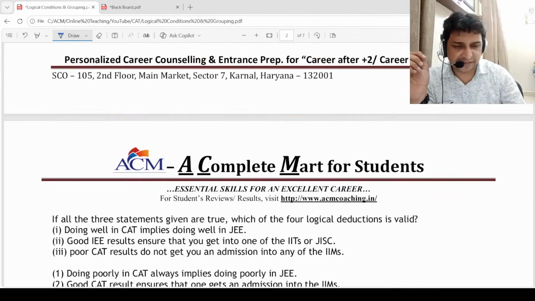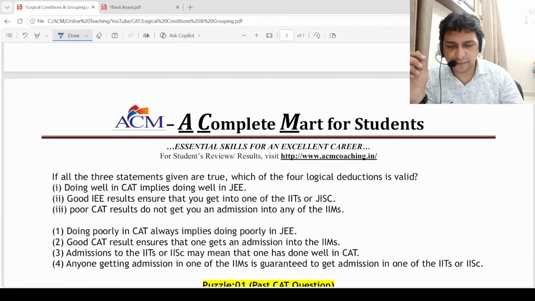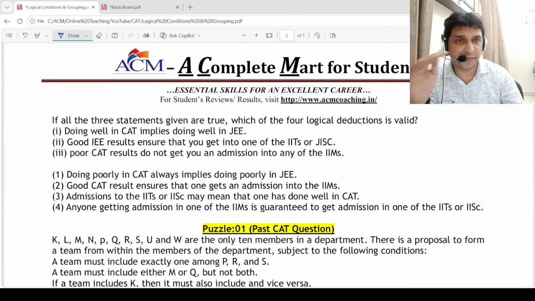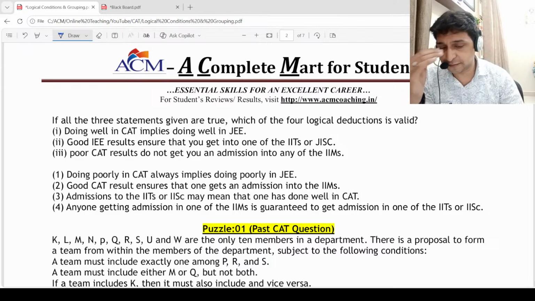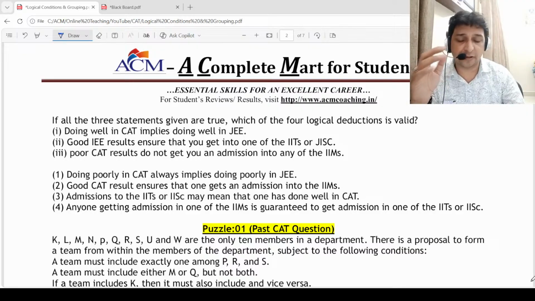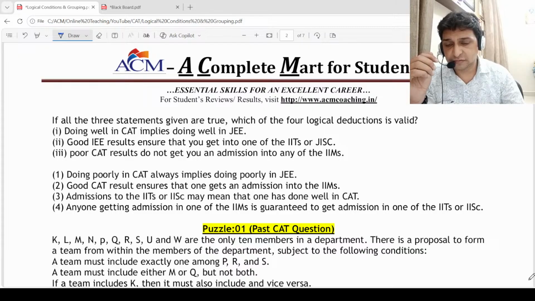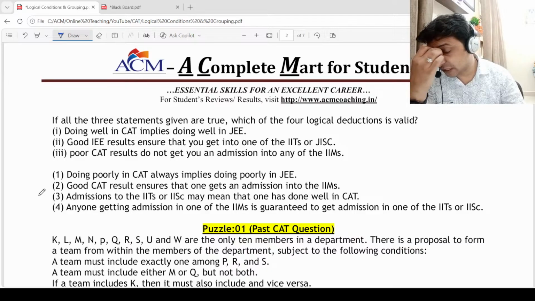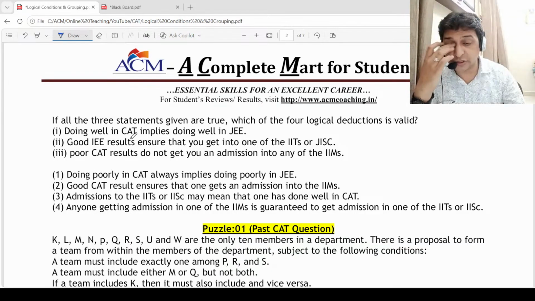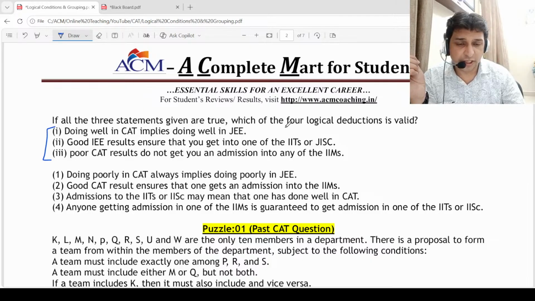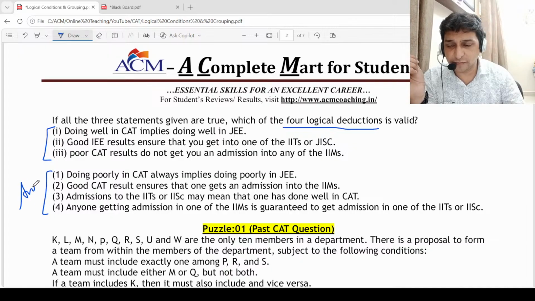The next example says there are three statements given. After this, we're going to take CAT questions because the basic concepts have been taken care of. There are a lot of examples we have in our books, but I'm taking only the CAT or XAT questions so that we can take them on YouTube with you guys. Now the question says, a jumbled one. If all the three statements given are true, which of the four logical deductions is valid? So this is what I have to find out the answer from.